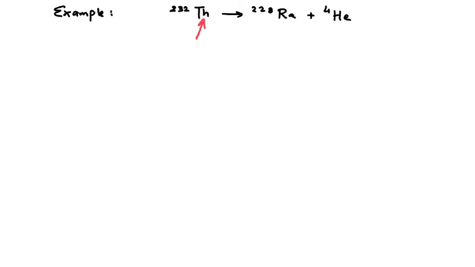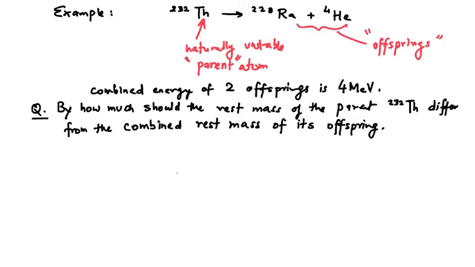The question is, by how much should the rest mass of the parent differ from the combined rest mass of its offspring? We have just seen the relation between the change in mass and the kinetic energy of the two bodies. This is given as 4 mega electron volt, and we can convert it into joules by multiplying, and then we can get delta M. This mass difference, in the range of 10 to the power minus 30 kg, is very small, even compared to the masses of the atoms involved. Nevertheless, it is large enough to be measured directly.